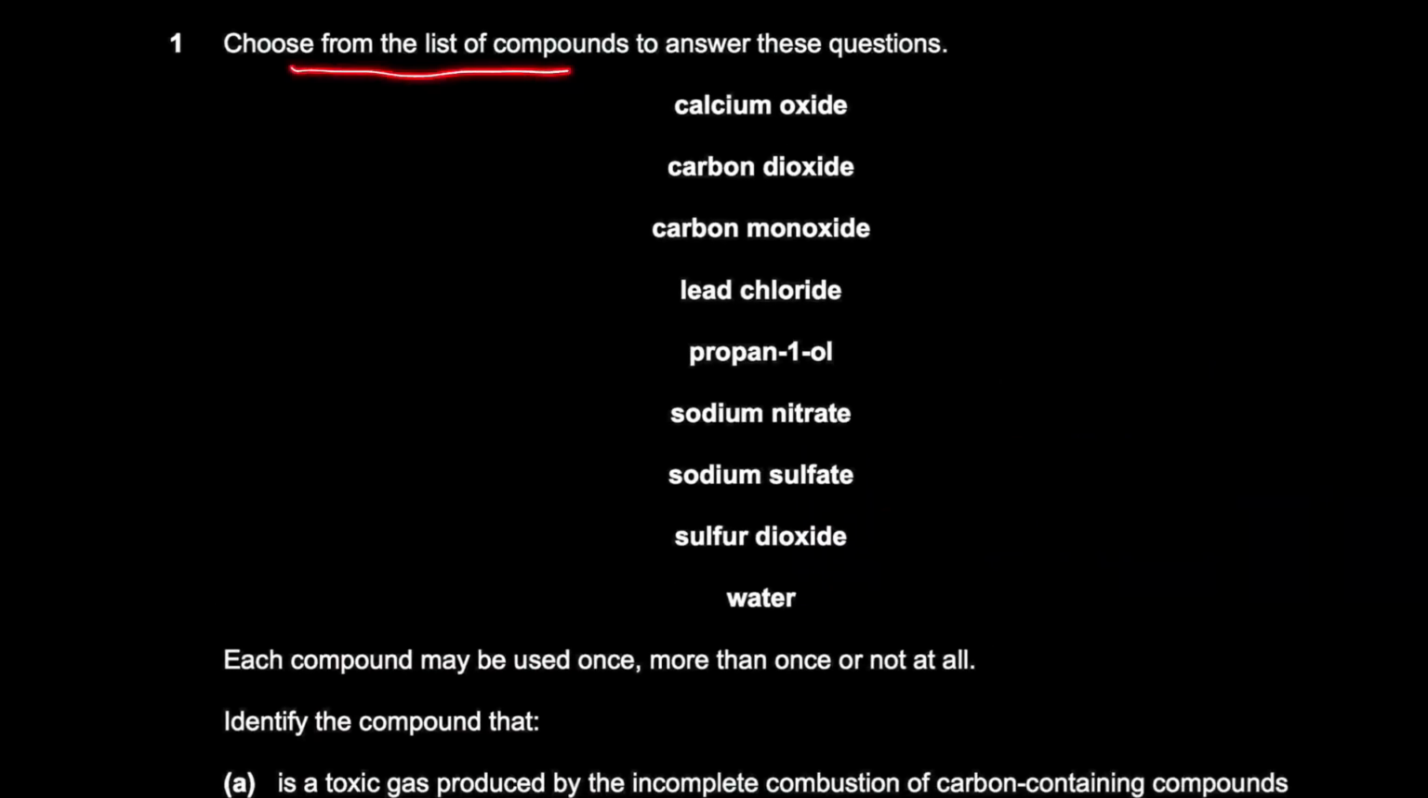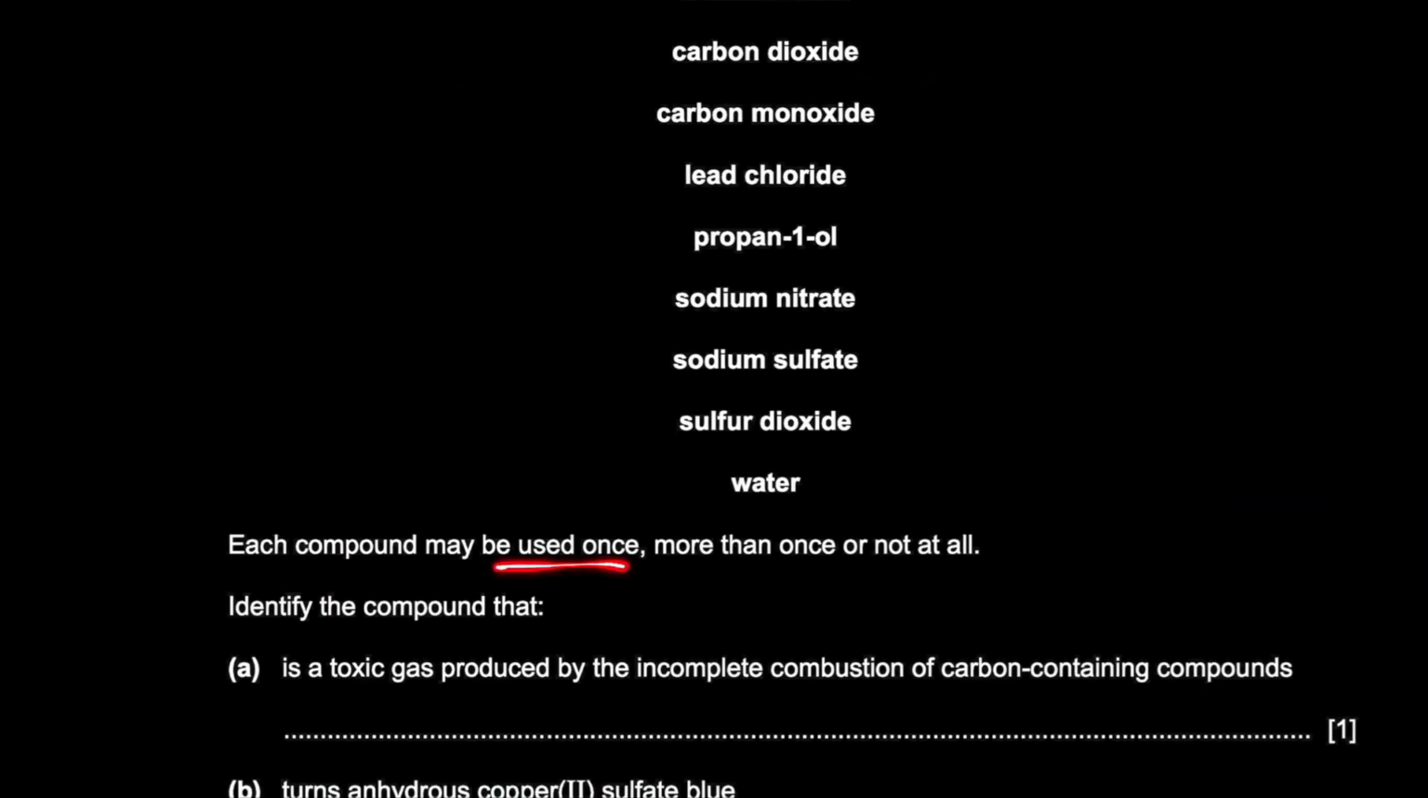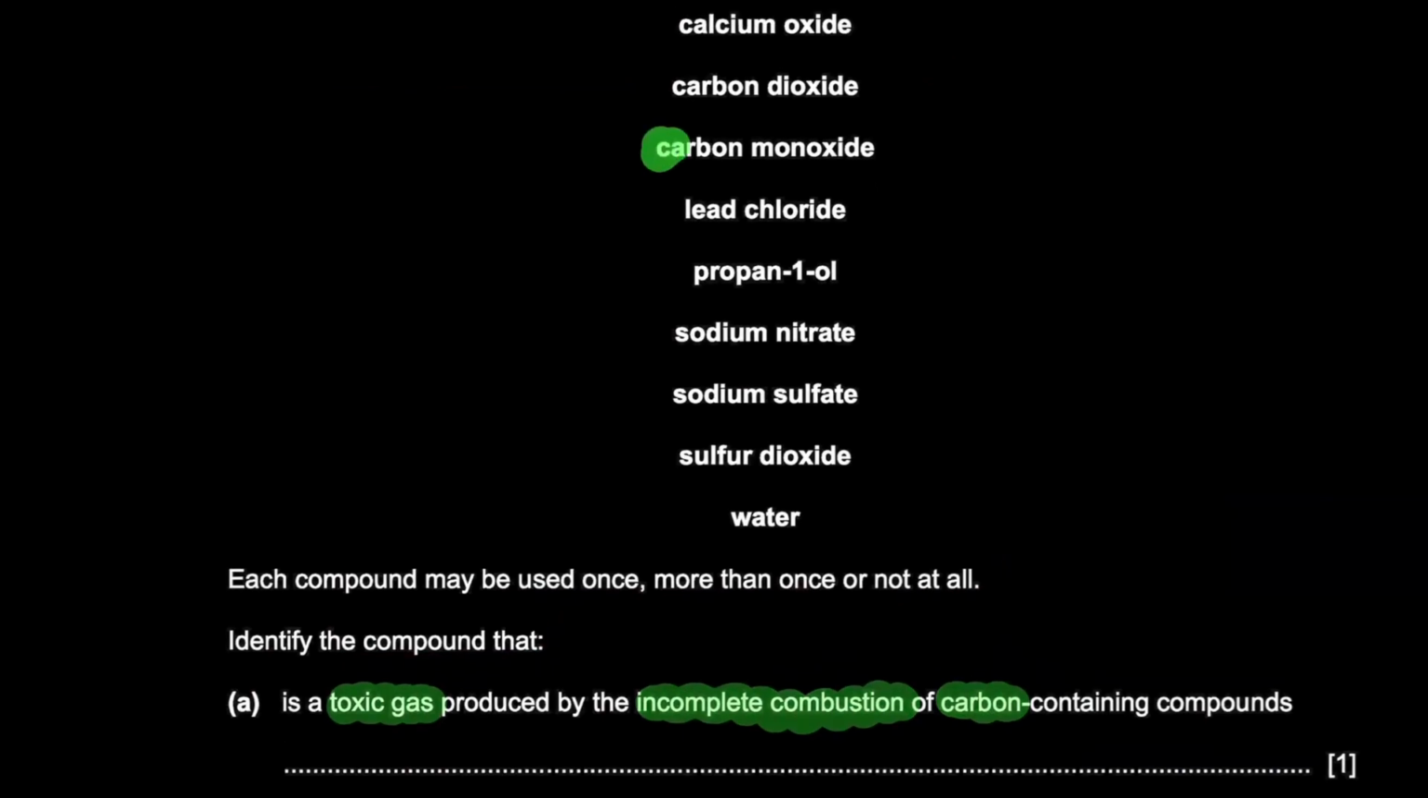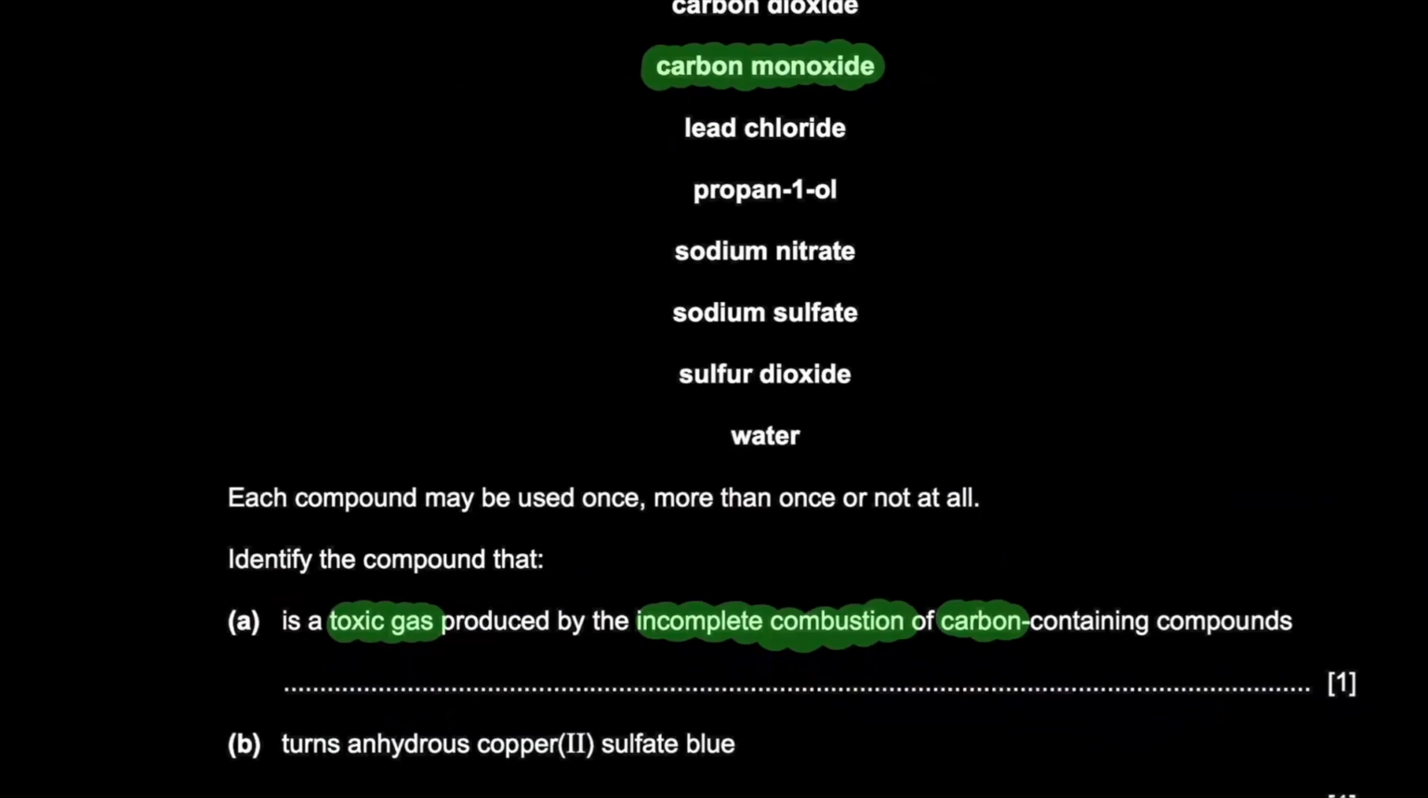Choose from the list of compounds to answer these questions. Each compound may be used once, more than once, or not at all. Identify the compound that is a toxic gas produced by the incomplete combustion of carbon-containing compounds. So that would be carbon monoxide, right? Remember, carbon dioxide is produced in complete combustion, carbon monoxide is produced in incomplete combustion. So carbon monoxide.